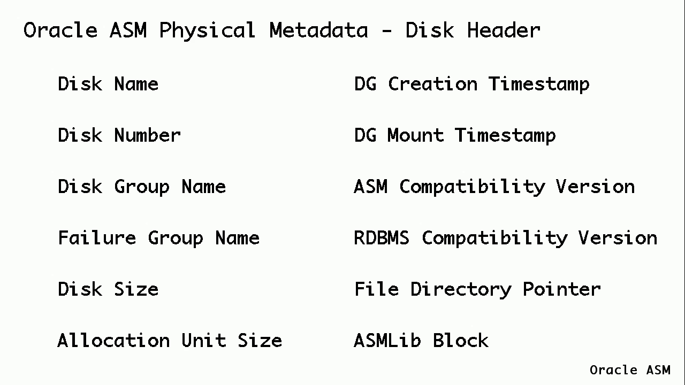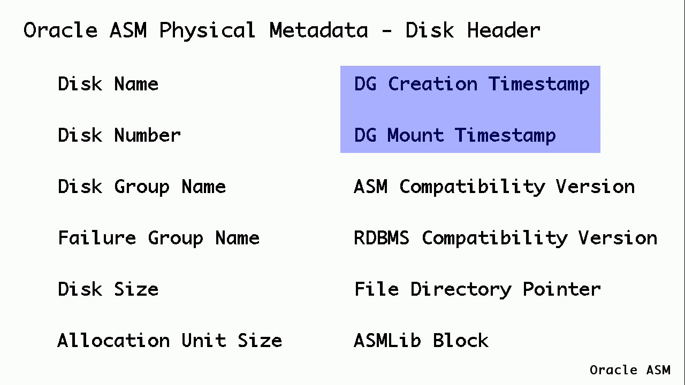Disk header contains information such as disk name, disk number, disk group name to which the disk belongs, failure group name, disk size, allocation unit size, disk group creation timestamp, disk group mount timestamp.